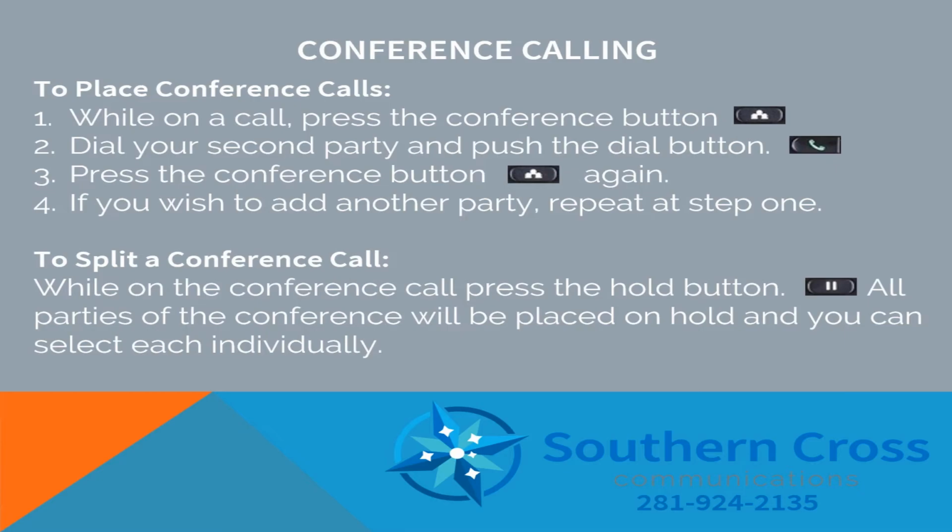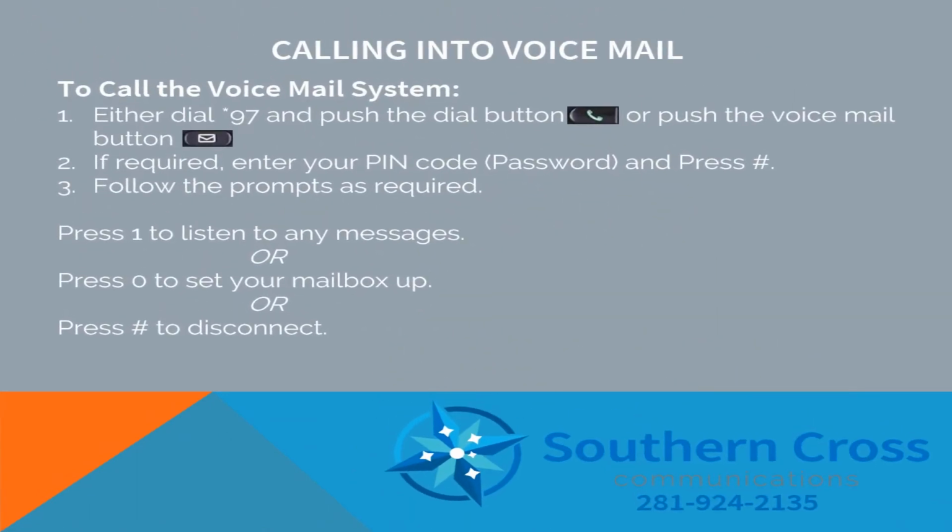If for any reason you wish to speak with someone privately or drop one of the parties, you simply press the hold key. This will place everyone in the conference on their own individual call appearance buttons, and you can select each one individually. To get into the voicemail system, either dial *97 and the dial button, or you can just press the envelope button.